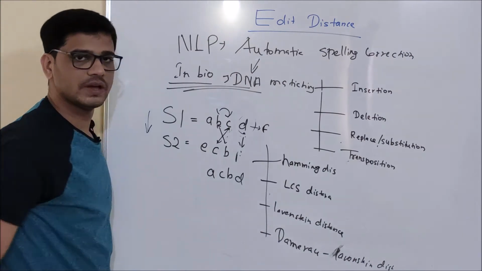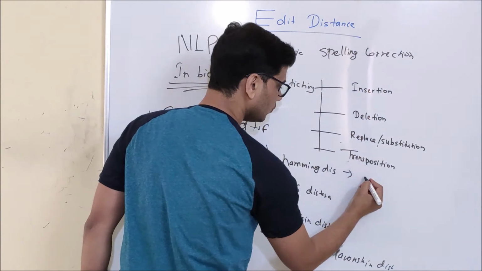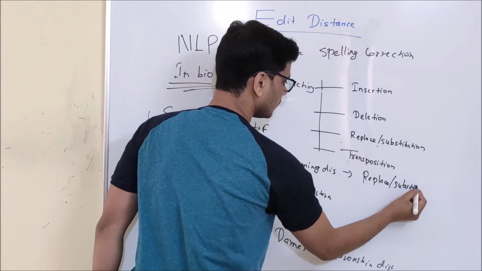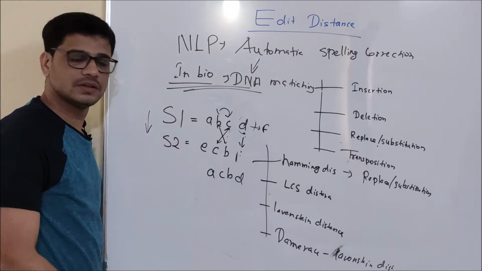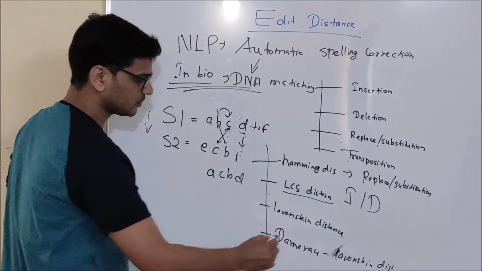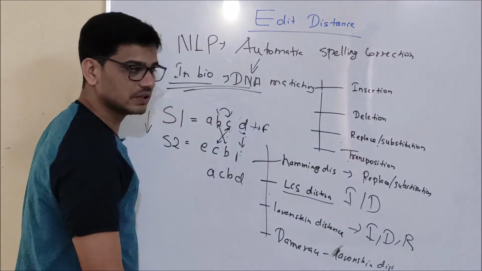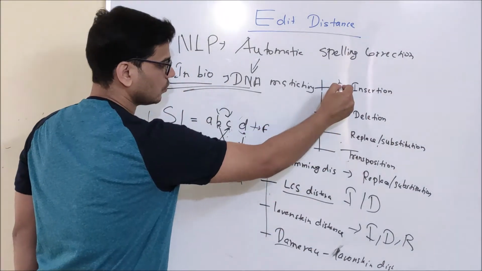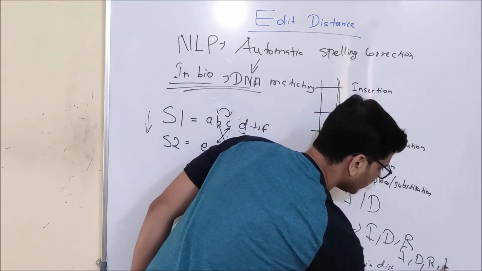What are the operations we are allowed to perform in Hamming distance? We are allowed to perform only one operation, that is replace or substitution. In LCS distance, we are allowed to perform insertion and deletion. In Levenshtein distance, we are allowed to perform I, D and R, that is insertion, deletion and replace. And in Damerau distance, we are allowed to perform all these operations, that is I, D, R and transposition.